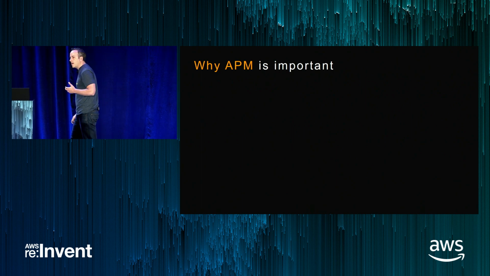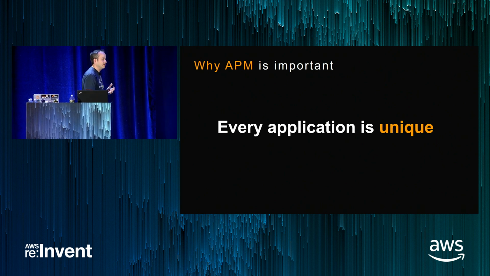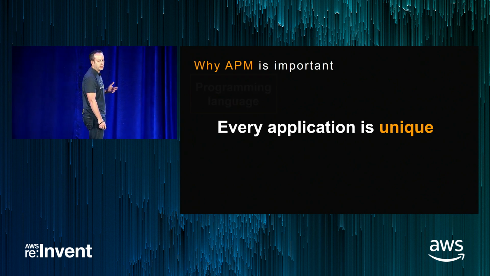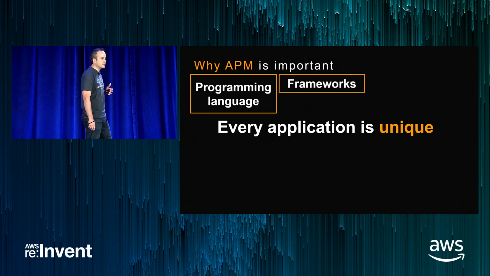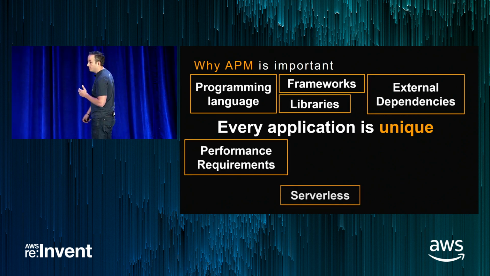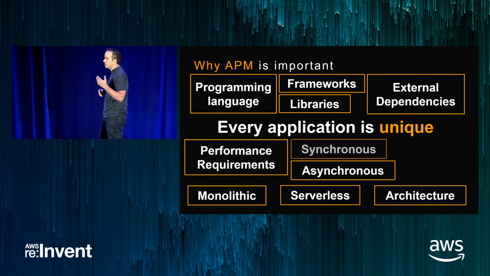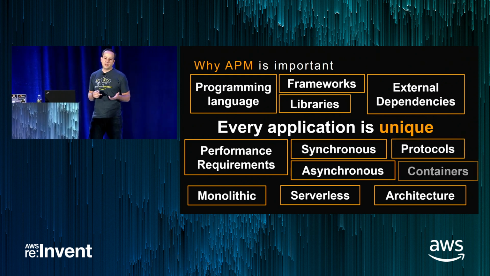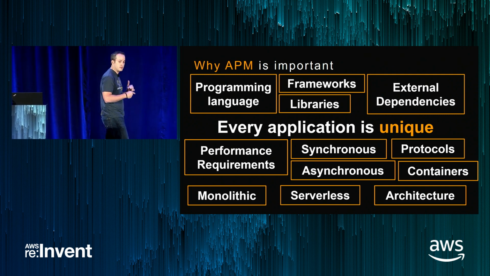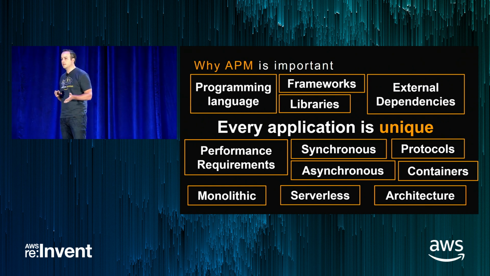So why is APM important? That's simple. Every application is unique. There are just too many variables that make every single application unique. So we use different programming languages, different frameworks. They have external dependencies, different libraries. They have different performance requirements and constraints. You might have different architectures from monolithics to three-tier web apps, containers or serverless. You might talk to external services in synchronous or asynchronous ways, or you might use different protocols to talk to those services, like request and response, publish, subscribe.